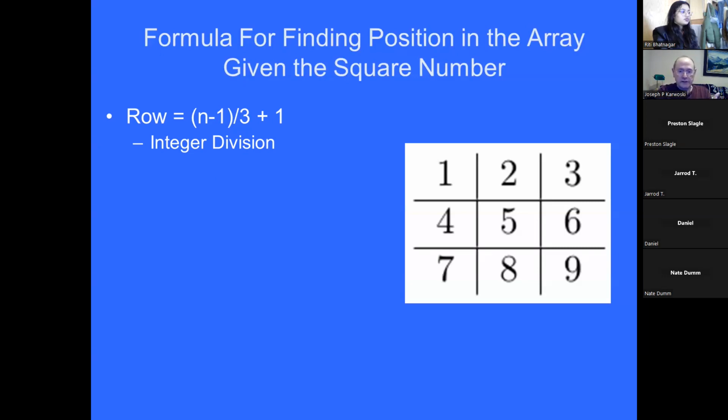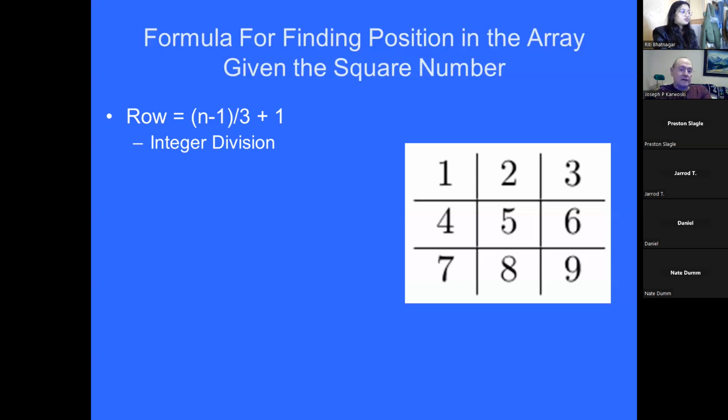1, 2, 3 is a group. That would be all of row 1. 4, 5, 6 is row 2. 7, 8, 9 is row 3. And we have to come up with a formula. Well, the formula is going to be n minus 1 divided by 3. Now we're doing integer division here, right? So n minus 1, so 1 minus 1 is 0, divided by 3 is still 0.